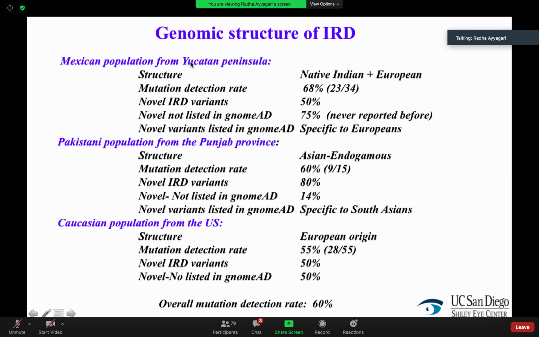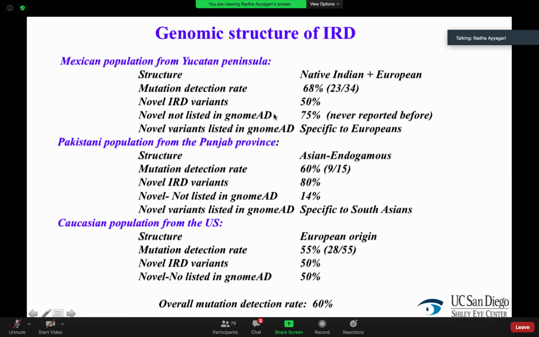And patients from the Yucatan Peninsula have Native American ancestry. This is an admixed population, with both Native Indian ancestry and European ancestry. Interestingly, we identified mutations in 68% of cases, which is actually the highest among all three, although it is an understudied population. About 50% of the variants we observed are novel, and 75% of them are not listed in any of the databases and were not reported before.